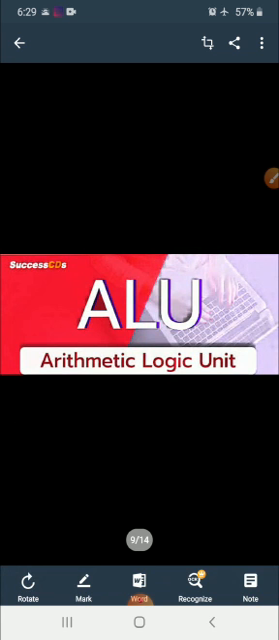ALU, Arithmetic and Logic Unit. This is a component of CPU which performs arithmetic and logical operations. Arithmetic means addition, subtraction, multiplication and division. Logical operations are like greater than, less than, greater than or equal to, less than or equal to, not equal to, which means comparing.